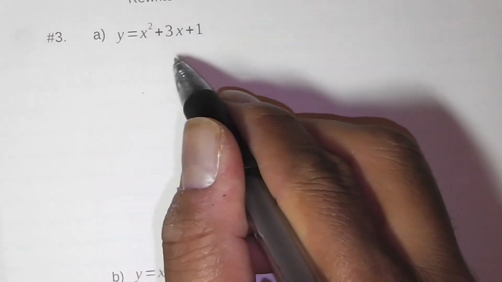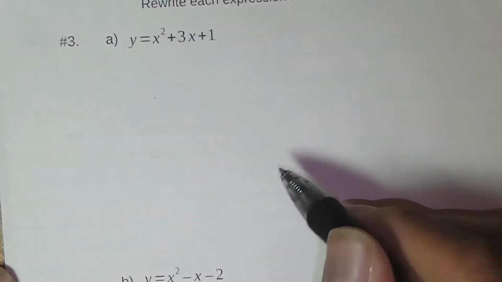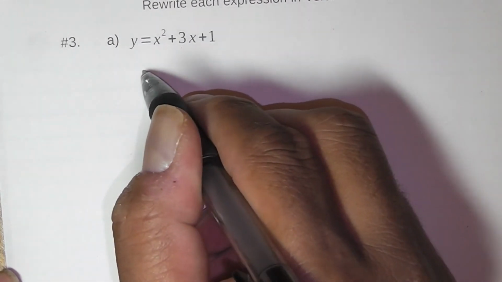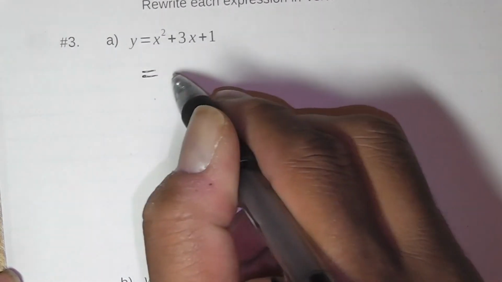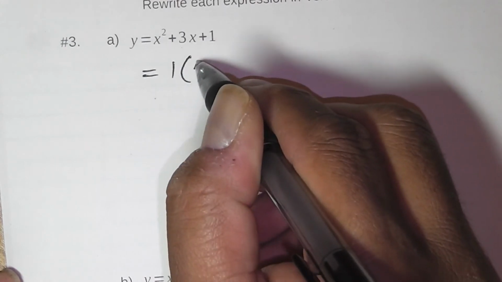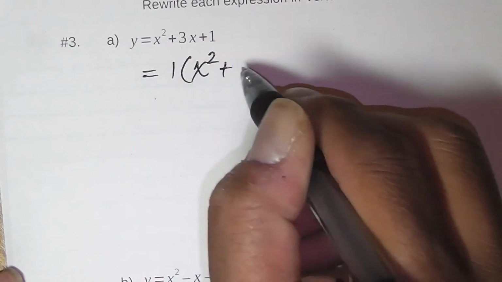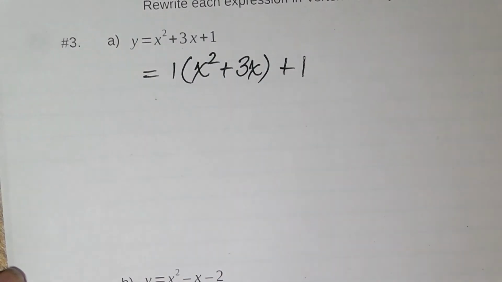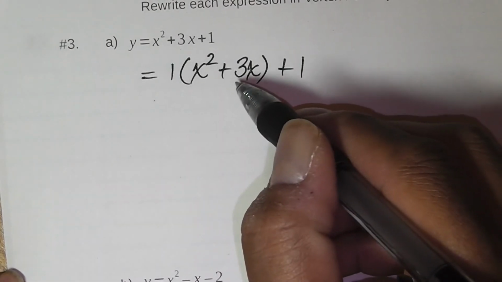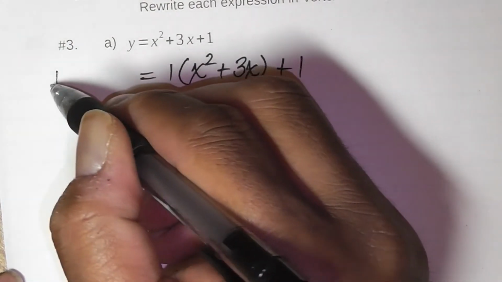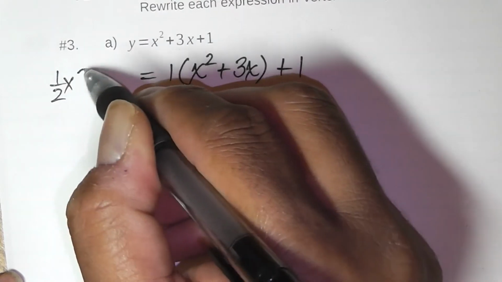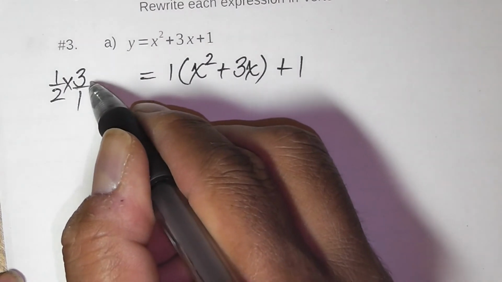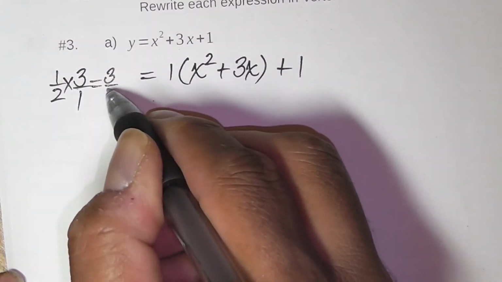Alright, so we have y equals x squared plus 3x plus 1. My coefficient of x squared is 1, so I'm going to start off by factoring that out. So I've got 1 bracket x squared plus 3x, and outside I have plus 1. That number in the middle, 3, 1 over 2 times 3, which is really 3 over 1, is 3 over 2.